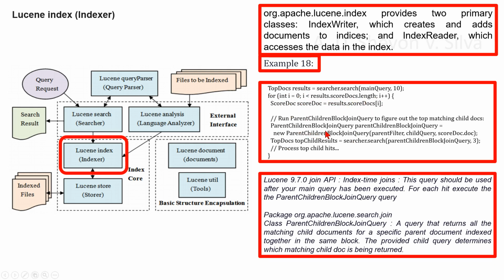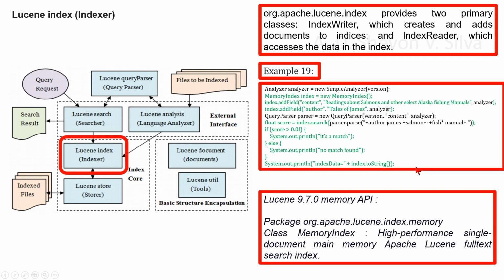Run the parent block join query to figure out the top matching children nodes. Process the top child hit. Now we are considering the Lucene 9.7 memory API.